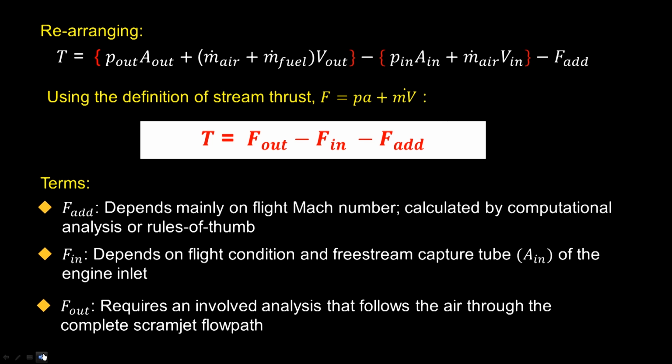Now, the third term, and actually the most important, is the stream thrust of the flow that's passing out of the engine. And this is the term that really dictates whether our scramjet will generate positive net thrust or whether our T will be negative. And in order to determine both the velocity and the complete stream thrust of the flow going out of the engine, we really need to follow the air and the fuel through the entire engine. And this process is quite complicated, and it's actually going to be the basis of the analysis that we're going to start right now.